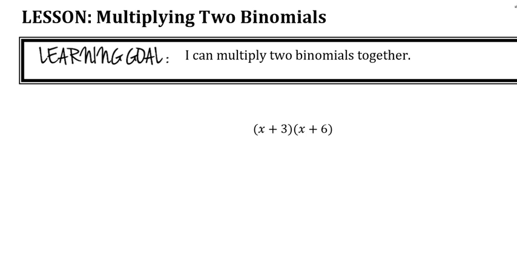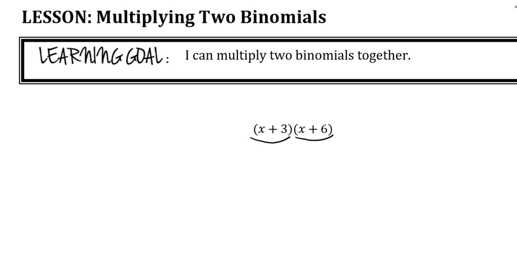Okay, so we looked at examples that were like this: 2 times x plus 6, or maybe 2x times x plus 6. What happens when it's a binomial times a binomial?